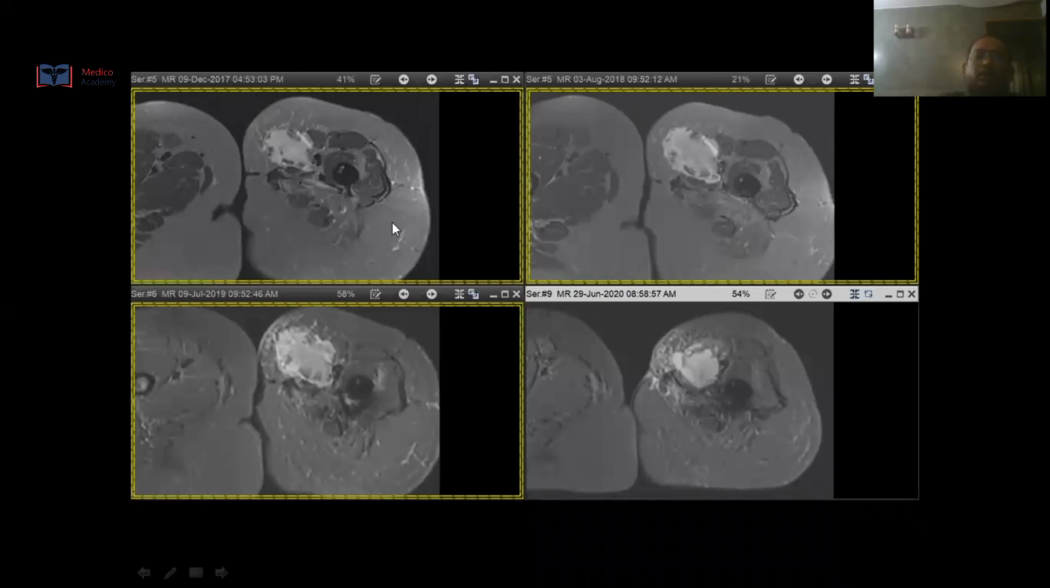The upper two images are the previous images which were done in 2017, and the lower ones in 2019. The follow-up imaging was done. If you see, the lesion shows a gradual increase in size, and then post-treatment, after chemotherapy, the size of the lesion decreases. So this indicates how we can follow up the lesion on treatment.